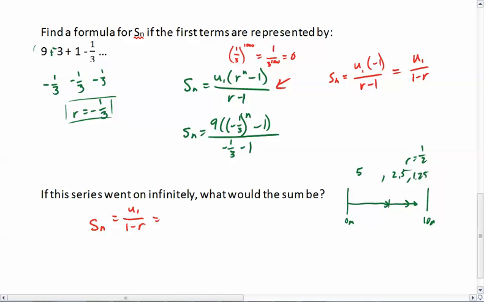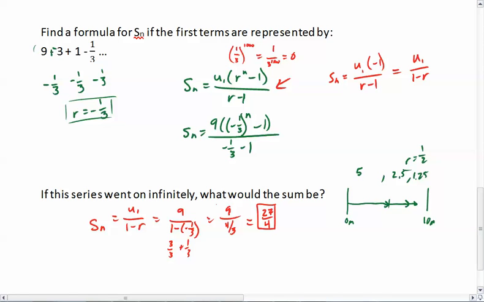So we're going to take u1, which was 9, and divide by 1 minus -1/3. That's going to give us 9 over 1 minus -1/3, which would be 3 over 3 plus 1/3, so that would be 4 over 3. 9 divided by 4/3 is the same thing as 9 times 3/4, which would be 27 over 4. And so that's what the sum would be if we were able to add them all up.